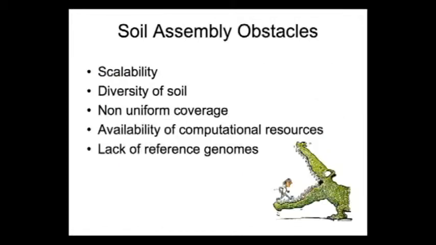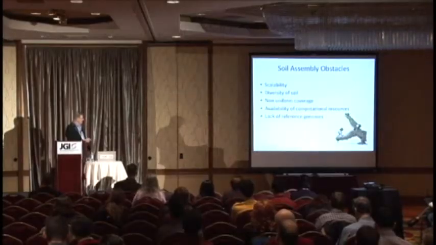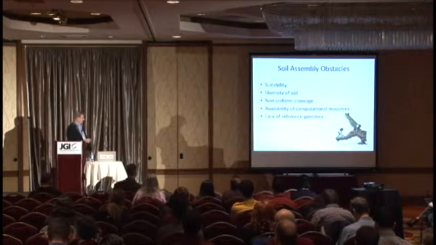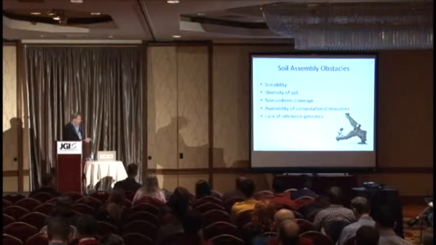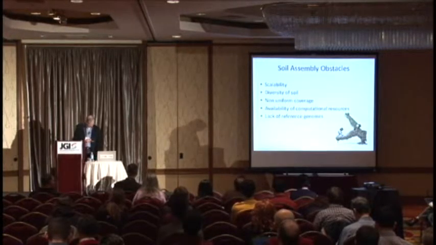So what are the obstacles related to assembly? One is the scalability of the assembly approaches, which, as they have been done, simply won't work at this scale. The high diversity in soil, the non-uniform coverage of organisms or representation of organismal groups in the community, the availability of computational resources to the broader scientific community, and we lack reference genomes, much different than the Human Microbiome Project.